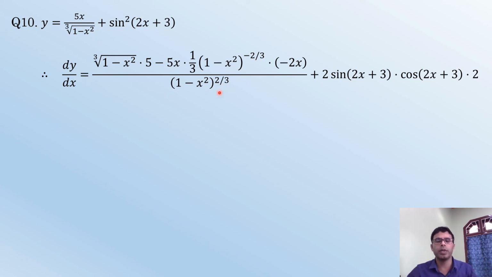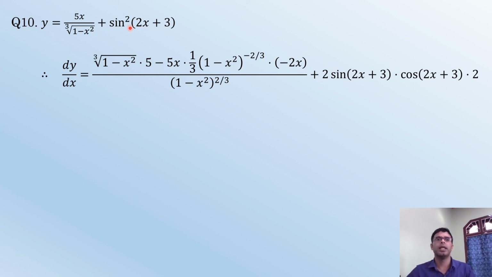So denominator square, then denominator into d/dx of the 5x term, which is 5 only, minus now 5x into d/dx of (1 minus x square) whole to the power 1 by 3. So 1 by 3 will come out into (1 minus x square) to the power 1 by 3 minus 1. It will give us minus 2 by 3 into the derivative of the term involving x, which is 0 minus twice x. So this is the derivative of 5x by cube root of 1 minus x square.